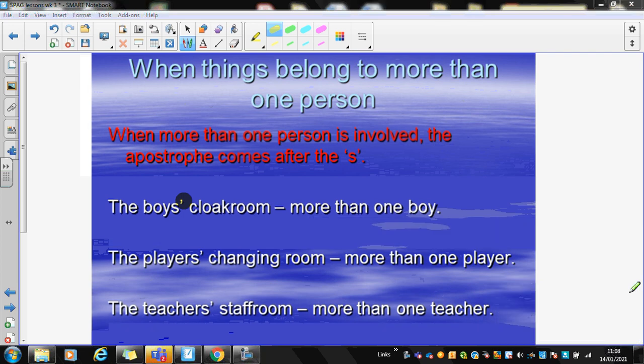The changing room belongs to the players, so the apostrophe goes after players. The staff room belongs to the teachers, so the apostrophe goes after teachers. So when there's a plural, the apostrophe goes after the S. If you say it like I'm doing, the changing room belongs to the players, the apostrophe goes after the players. Okay, that will help you.